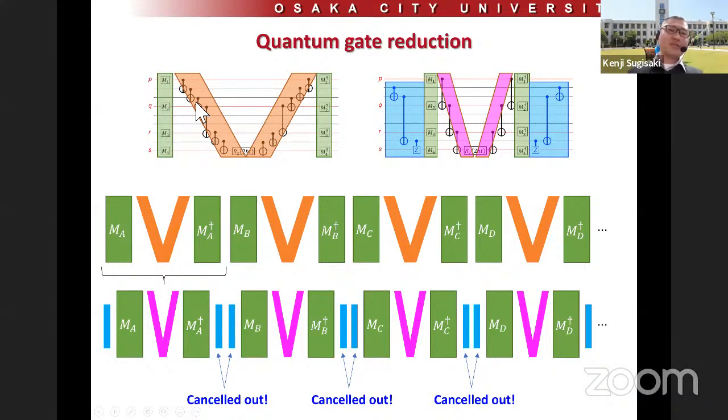When the number of qubits increases, there are many operators acting on a large number of qubits between P and Q and R and S. But we can reduce the gates acting on the qubits inside of P and Q and inside of R and S, which can be cancelled out.